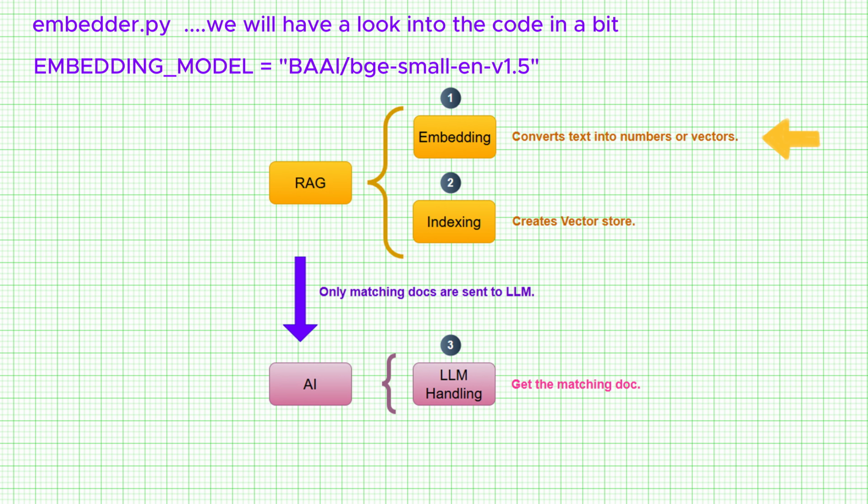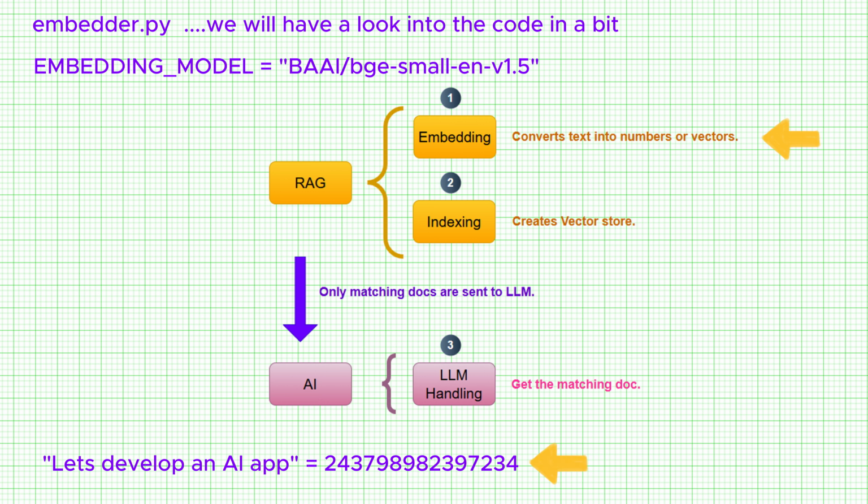Embedding is done using a pre-trained model specified in our config, like bge-small version 1.5, to convert a chunk of text into a list of numbers or vectors. Think of these vectors as a numerical representation of the text's meaning. Text with similar meaning will have similar vectors or numbers assigned to them.